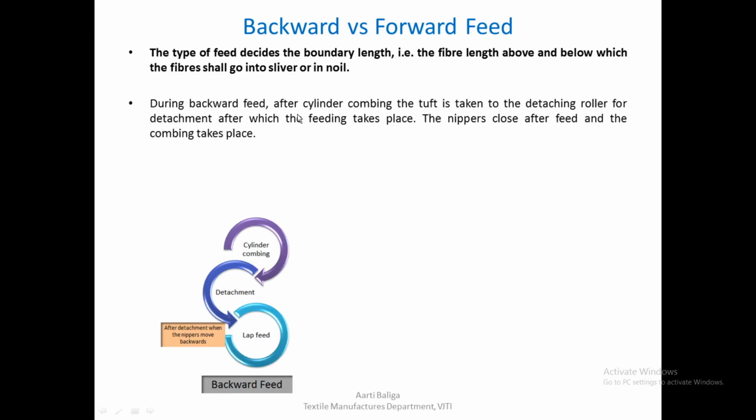So during backward feed, after cylinder combing, the tuft is taken to the detaching roller for detachment, after which the feeding takes place. The nippers close after feed and the combing takes place.